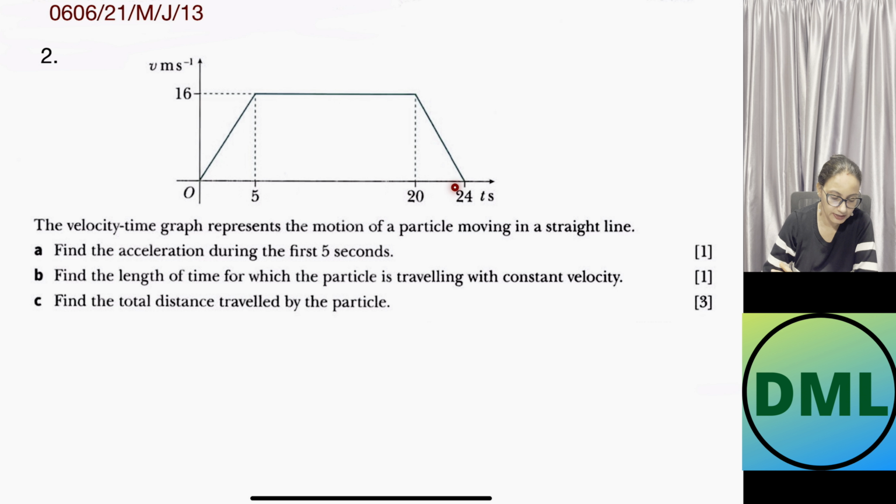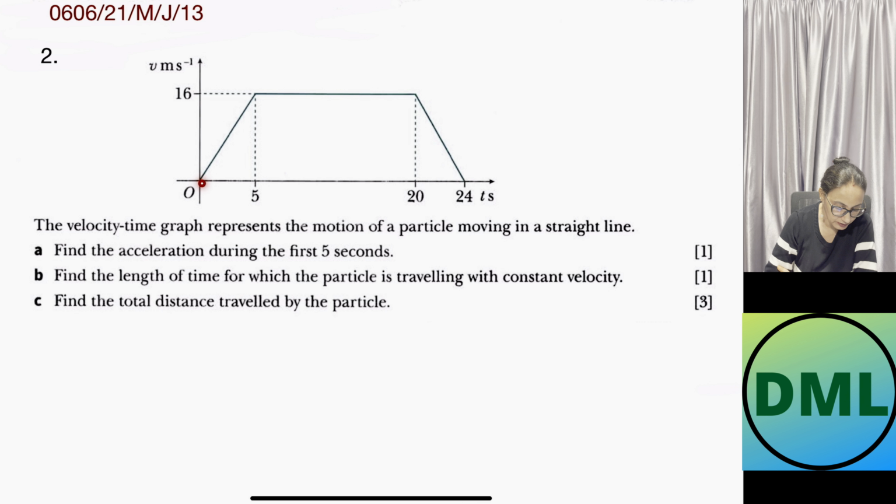This is the velocity time graph given to us and the movement of the particle is like this. The total time traveled is 24 seconds and the maximum velocity reaches 16 meters per second. The velocity time graph represents the motion of a particle moving in a straight line. Find the acceleration during the first 5 seconds. This is our first question.